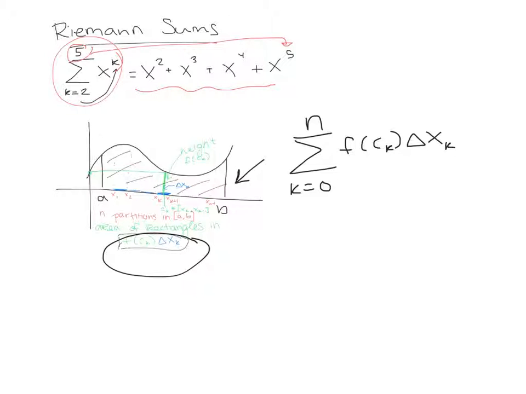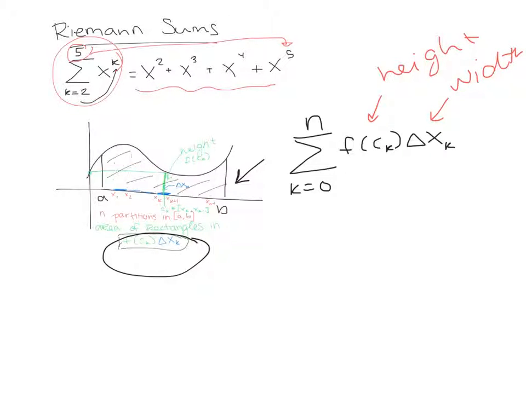So that's why I started off by explaining to you what a Riemann sum is, because the formal notation for partitions under a curve uses a Riemann sum. And again, this is just the height of your rectangle, and this would be its width.